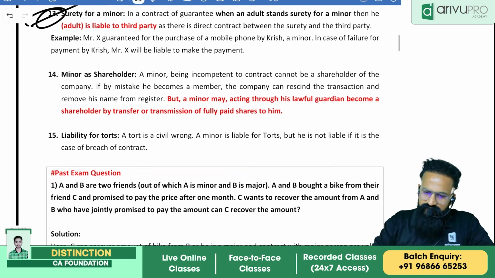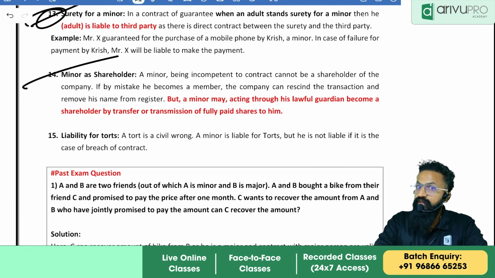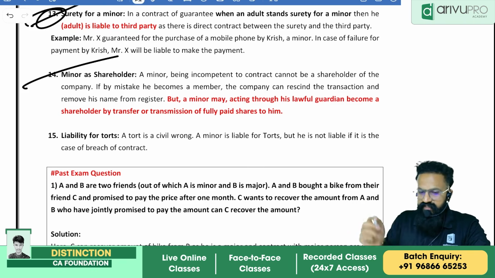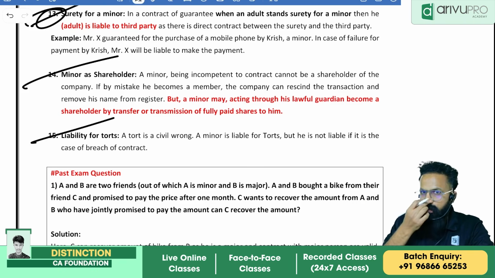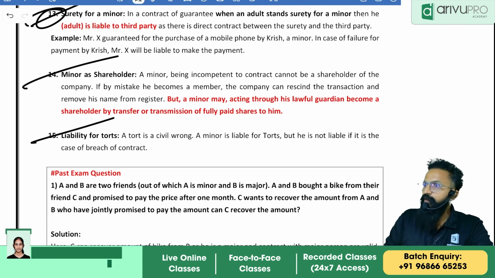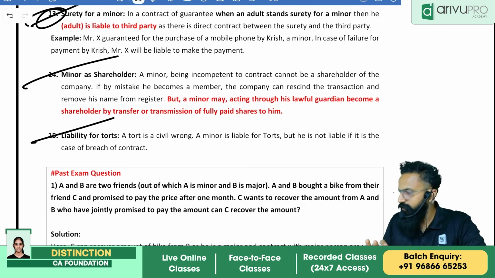Agreed? Can a minor become a shareholder? Directly, no. But you can do it through a guardian, provided it has to be fully paid shares. Liability for torts: a tort means a civil wrong, like defamation, you abuse someone, for all of that you are liable. Only for contracts you are not liable.